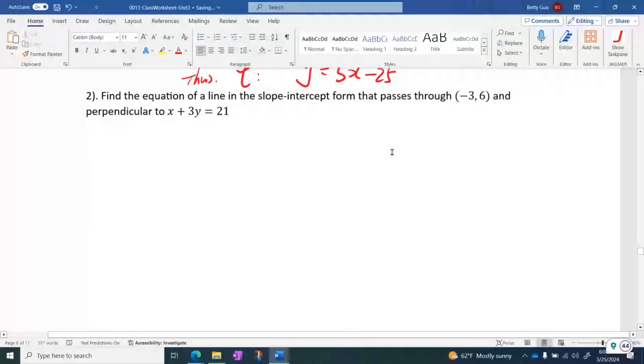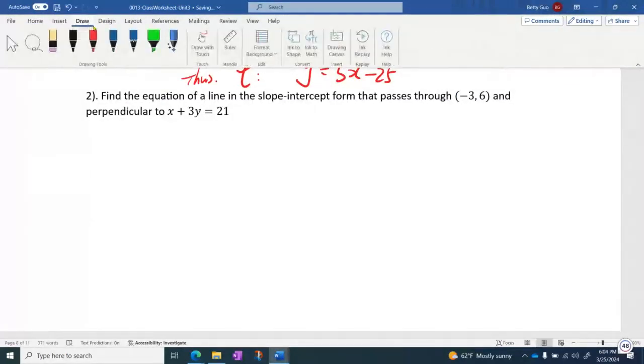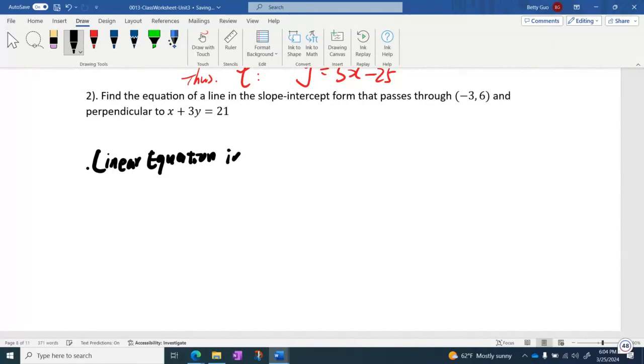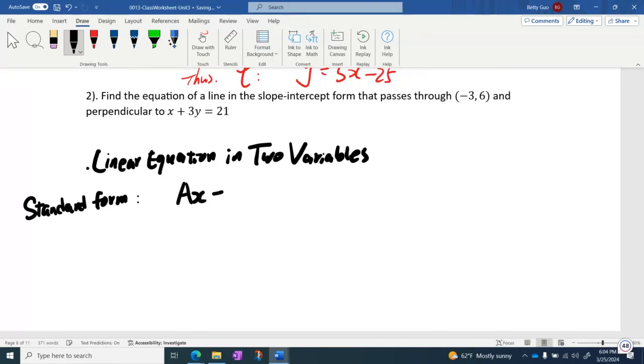Linear equation in two variables has three forms. The first one is called the standard form. And we use the standard form to define linear equations in two variables. It looks like this: ax plus by, a times x plus b times y equals c.